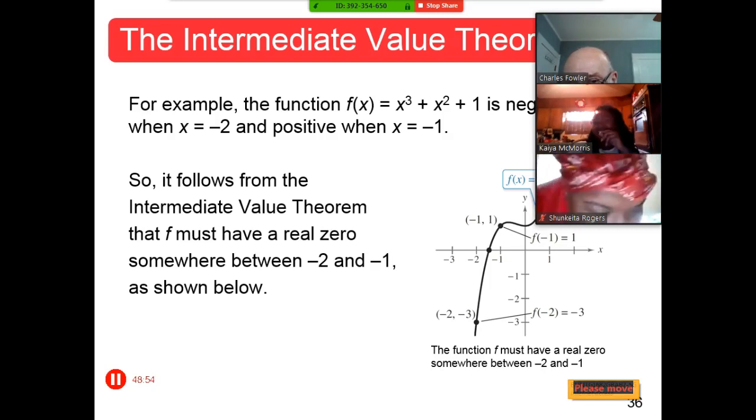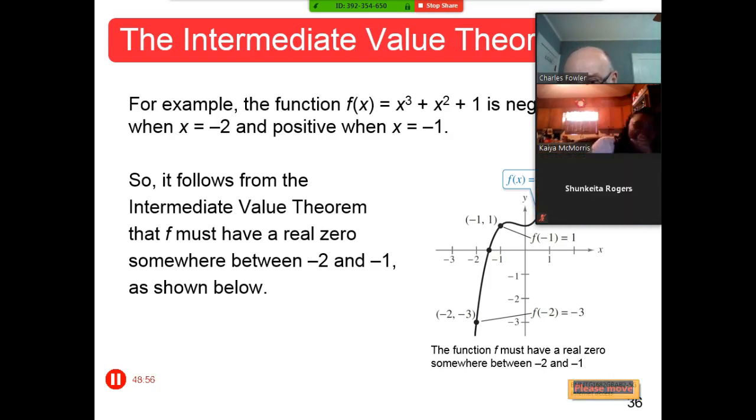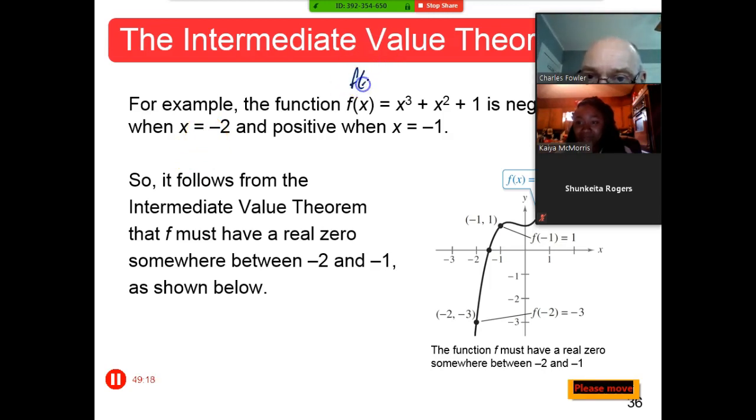All right. So, this is the bottom half of page 131. Here's a function. F of x is equal to x cubed plus x squared plus 1. Now, mine is broken off there, but it says it's negative when x is equal to minus 2. Well, let's see if that's true. F of minus 2 would be what?